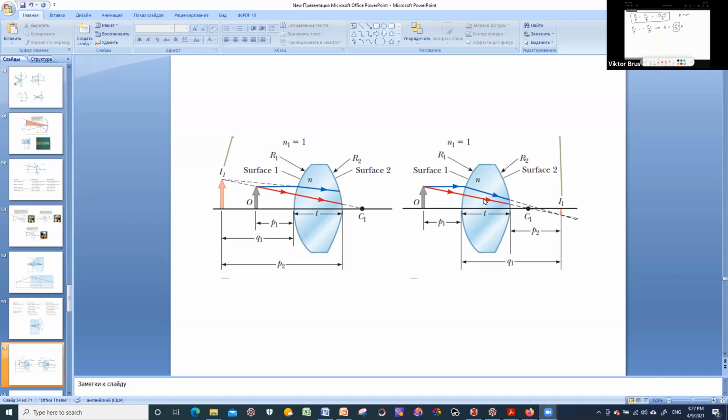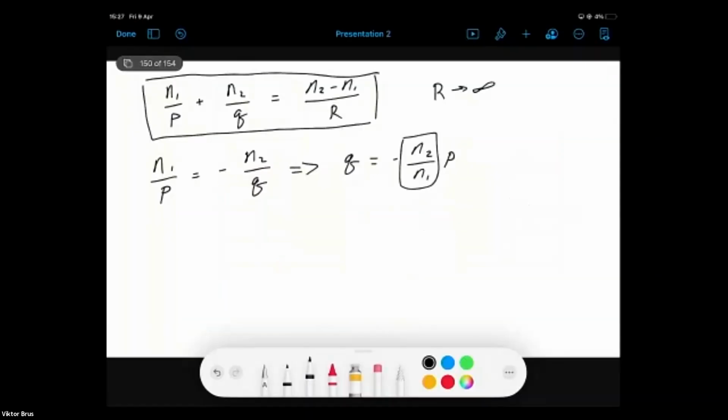Okay, so let us switch to the slide where we can write, and now we assume that N1 is unity, so it's air. So we have air, glass, glass, air. Surface 1 is the interface between air and glass. Surface 2 is the interface between glass and air.